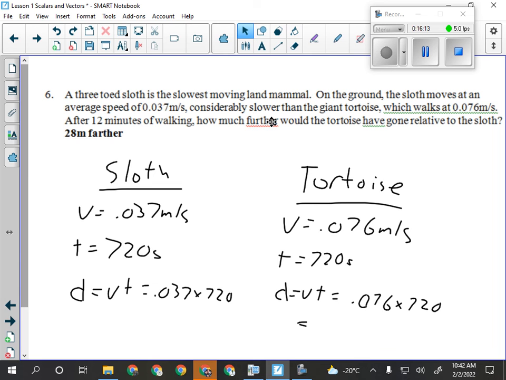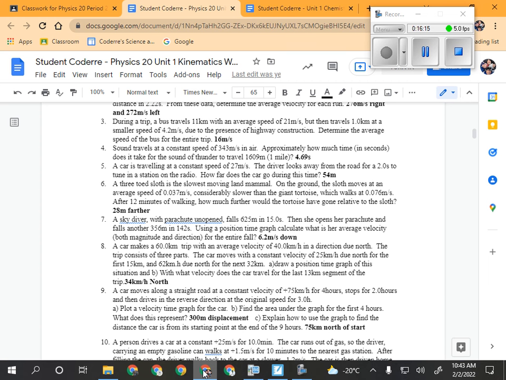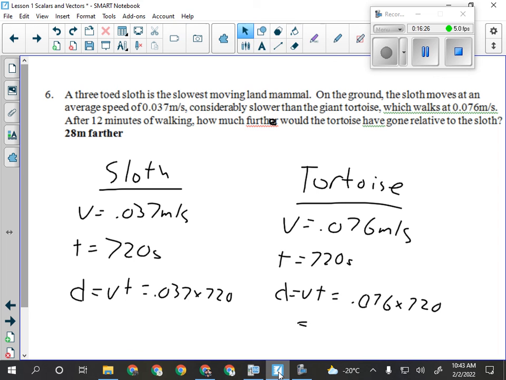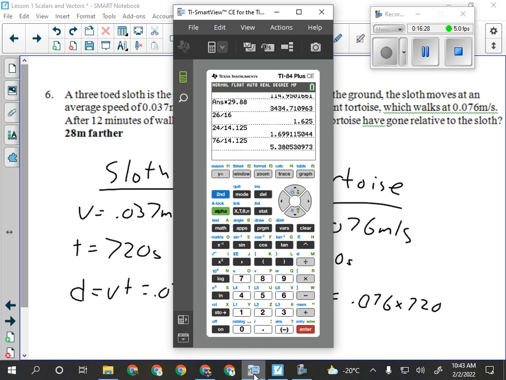Okay, so if we're looking at that, we should have that the tortoise is going to go 28 meters further in those 12 minutes. And we only find that by subtracting them after we've done the calculation. So we got our 0.076 times 720 gives us that, minus 0.037 times 720. Okay, 28 meters. Everybody all right with that?